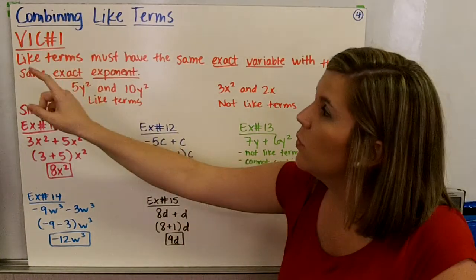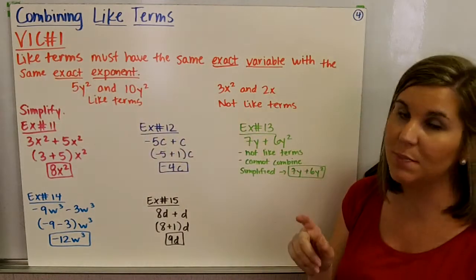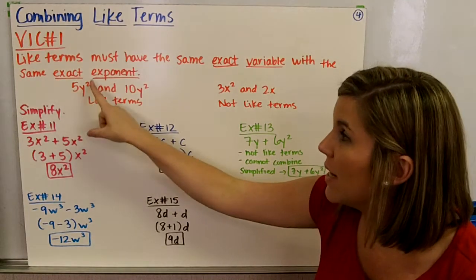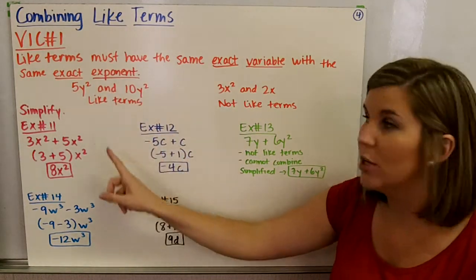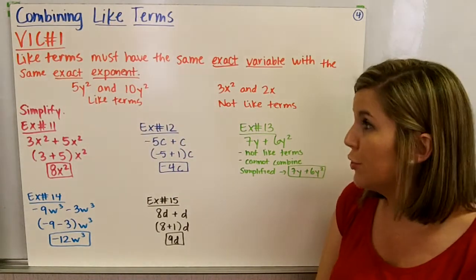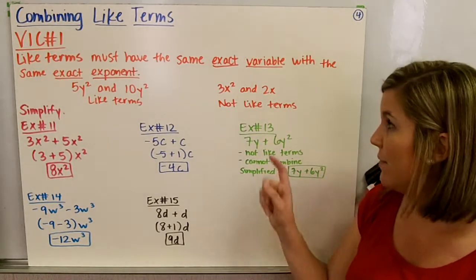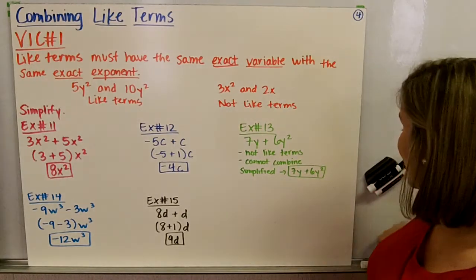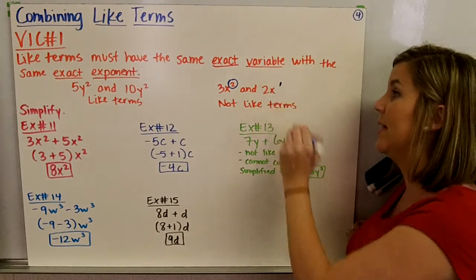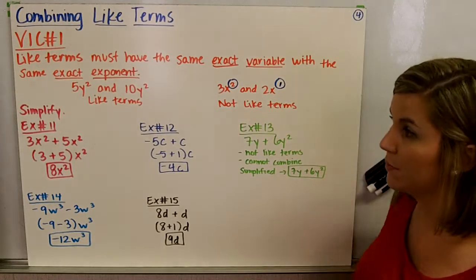Combining like terms. Like terms must have the exact same variable with the exact same exponent. And we talked about this when we did definition number 4. 5y squared and 10y squared are like terms. They both have y, the variable, and the exponent on that variable is 2 for both of them. 3x squared and 2x are not like terms. Yes, they both have x, but the exponents are different. This has an exponent of 2, and this has an invisible 1. 2 and 1 are not the same, so these are not like terms.